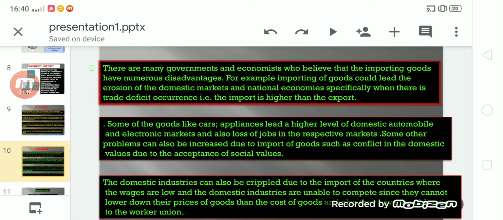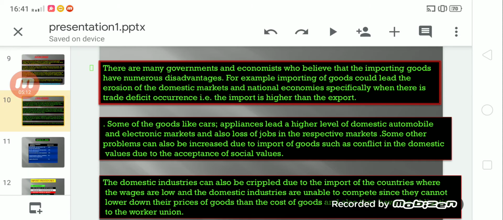Some of the goods like cars and appliances lead to a higher level of domestic automobile and electronic market and also loss of jobs in the respective markets. Some other problems can also be increased due to import of goods, such as conflict in the domestic values due to acceptance of foreign social values.